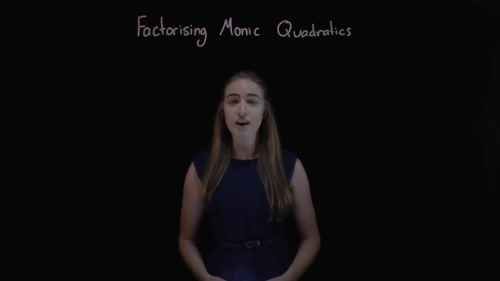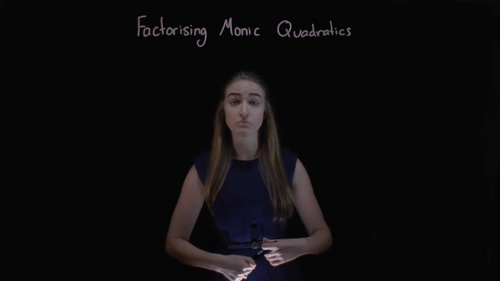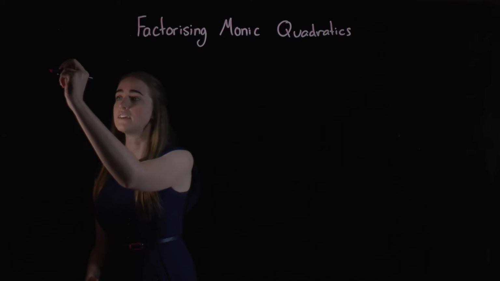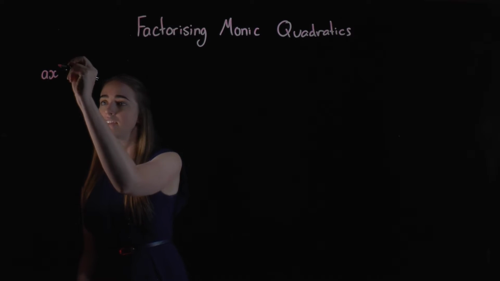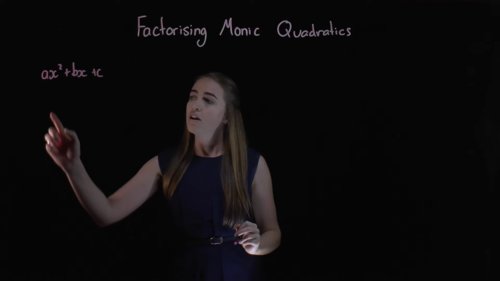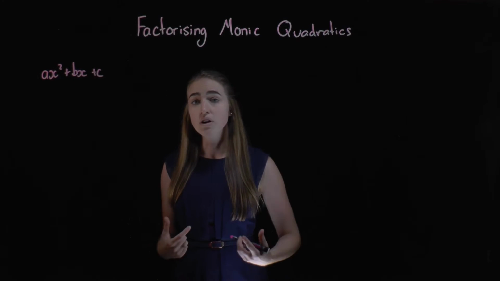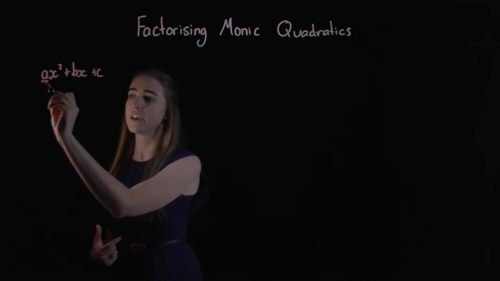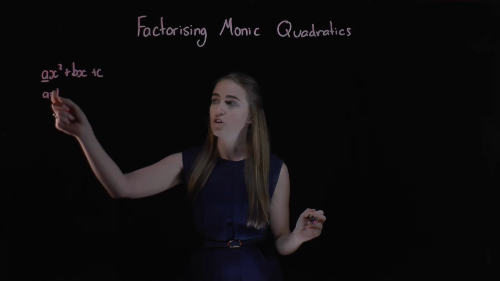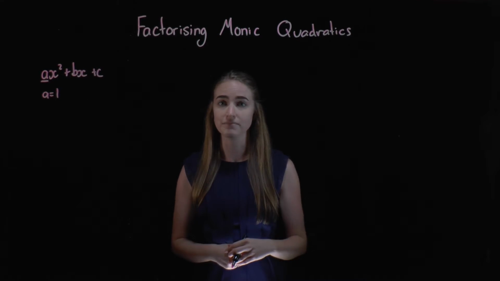In this video, I want to have a look at factorising monic quadratics. Before we look at factorising, we need to have a look at what a monic quadratic is. A quadratic is in the form ax squared plus bx plus c. So we've got our x squared term, that's what makes it a quadratic. A monic quadratic is when the coefficient of x squared, so that a term, is equal to 1. So we've just got an x squared plus something x plus a number on the end.